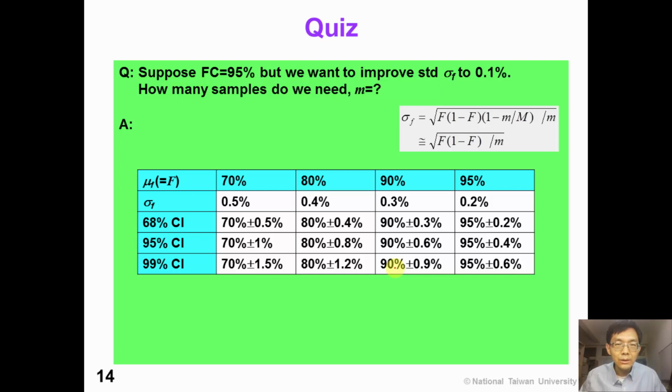Now, let's work on the previous example. Suppose the fault coverage is 95%, but now we want to decrease our standard deviation sigma F to 0.1%. In this case, how many samples do we need? So what's the value of small m? Please pause the video and do the calculation.